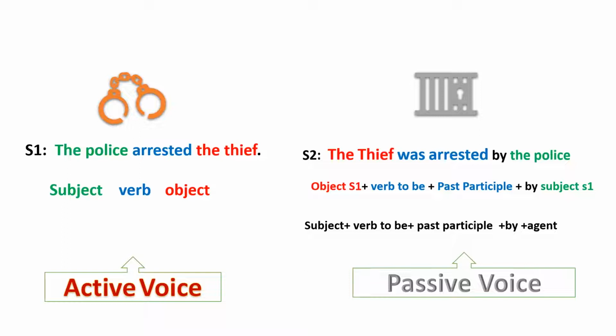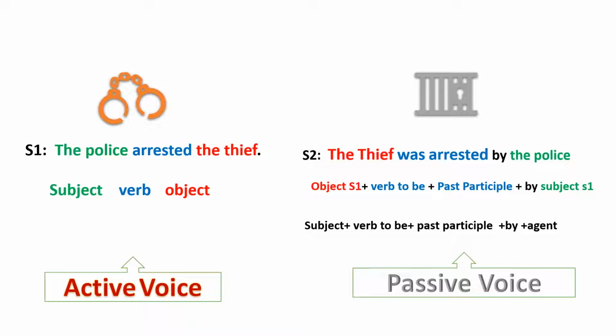So let's explain now. Why did we have was and not is or are, etc.? Simply, we have was arrested. We put the verb to be in the simple past, because if we go back to the first sentence, the police arrested the thief. Arrested is in the simple past. So we have to put the verb to be in the tense of sentence number 1, the tense of the active verb.